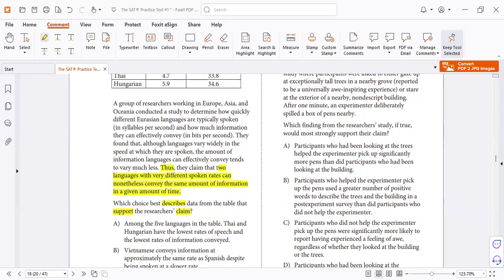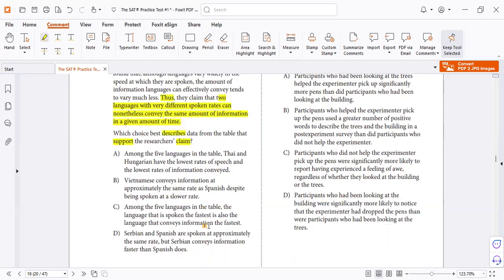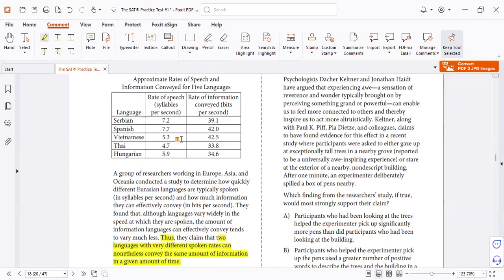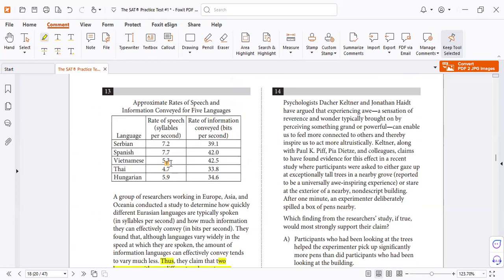B. Is it B? Letter B, it is the best answer. That's right. Always remember the content of your answer relates to the claim and the content in the paragraph before the graph. That is right.